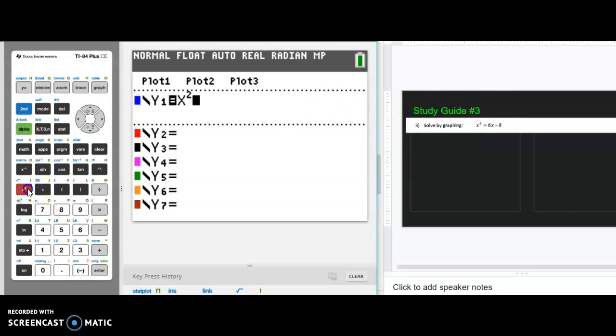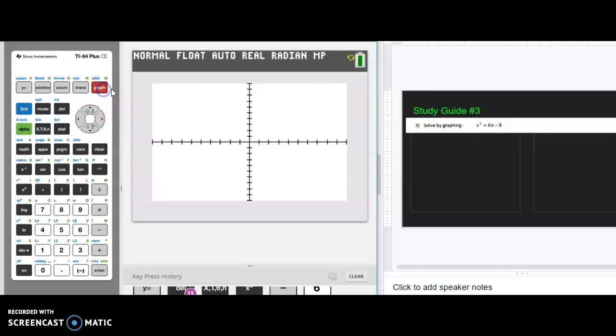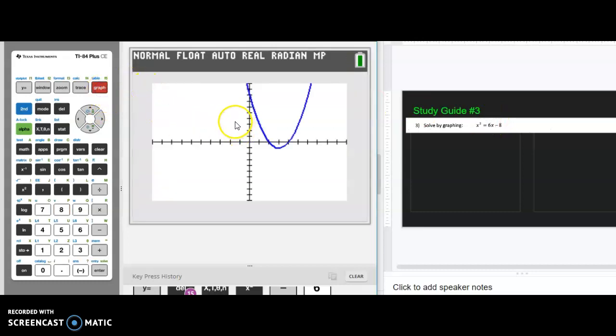So what that would look like, I'm just going to go ahead and type it in here, would be x squared minus 6x plus 8. And so that's our new equation that I just rearranged from here. And then you go to graph, and we're looking for the solution.